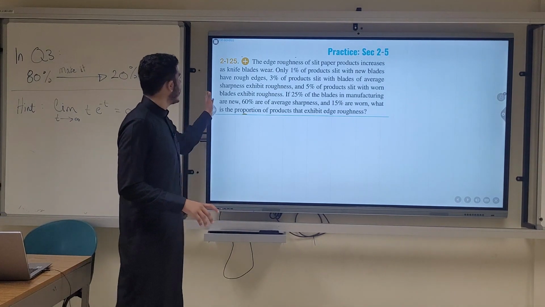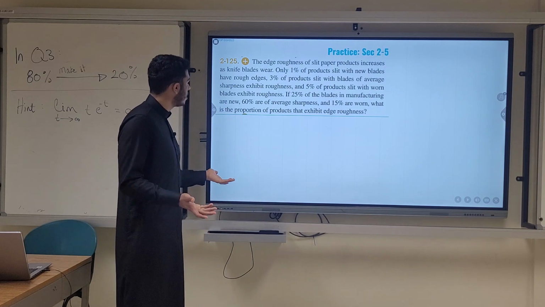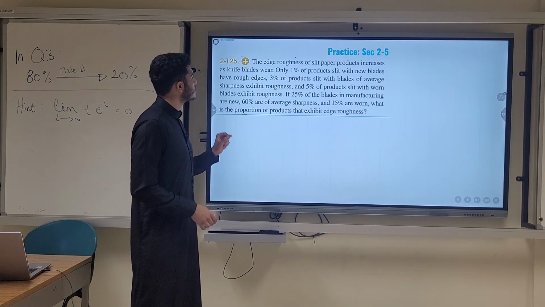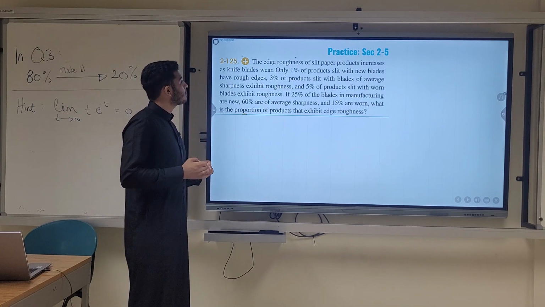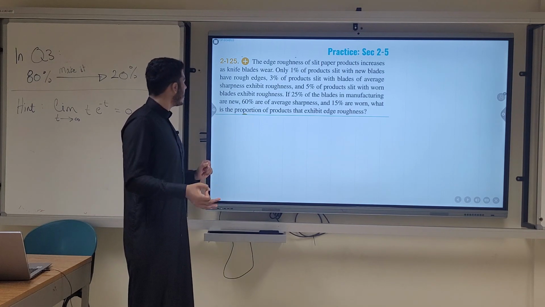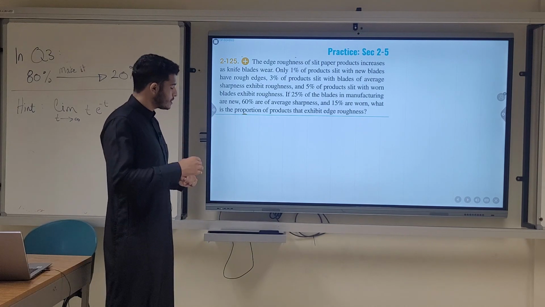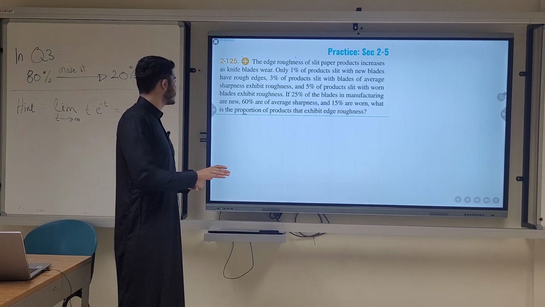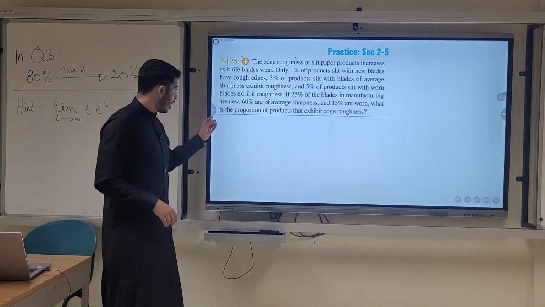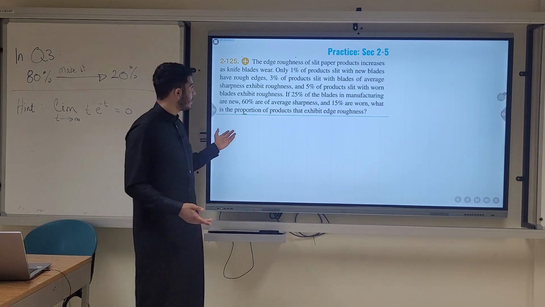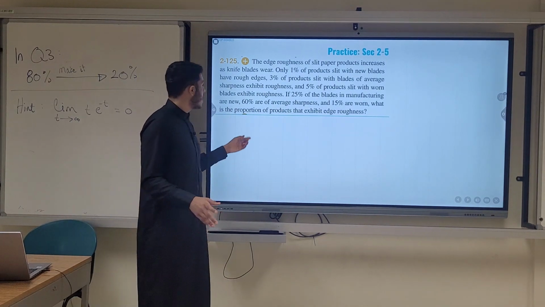So let's read it. The edge roughness of a slit paper product increases as knife blades wear. Okay, this is logical. Only 1% of products slit with new blades have rough edges. 3% of products slit with blades of average sharpness exhibit roughness, and 5% of products slit with worn blades exhibit roughness. Okay, if 25% of blades in manufacturing are new, okay, we've heard new in the question here, 1% of product with new blades, so this is something to keep in mind.